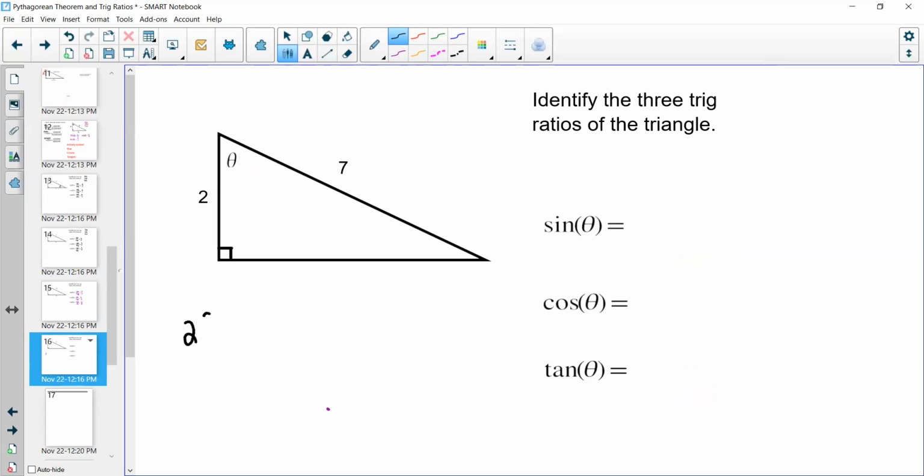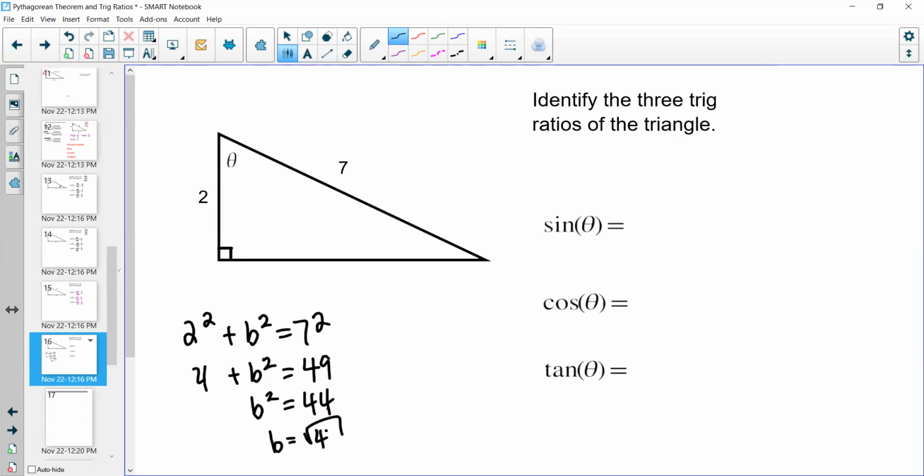So let's do that. We've got 2 squared plus b squared equals 7 squared, or 4 plus b squared equals 49. And then we can subtract 4 from 49, so we get b squared equals 44. So b equals the square root of 44, which is the same thing as 2 square root 11. So that 2 square root 11 here is what this side is.